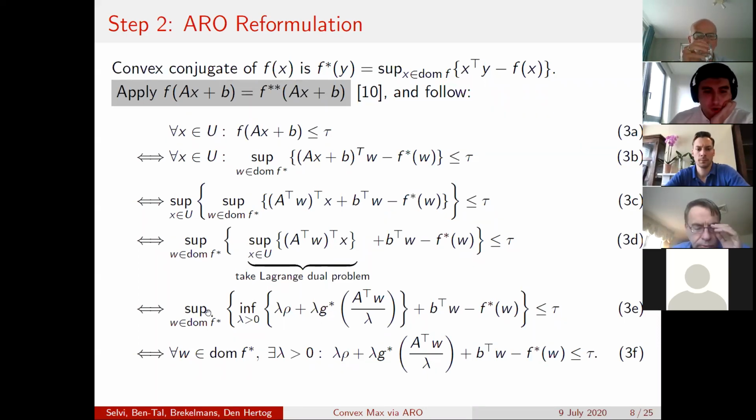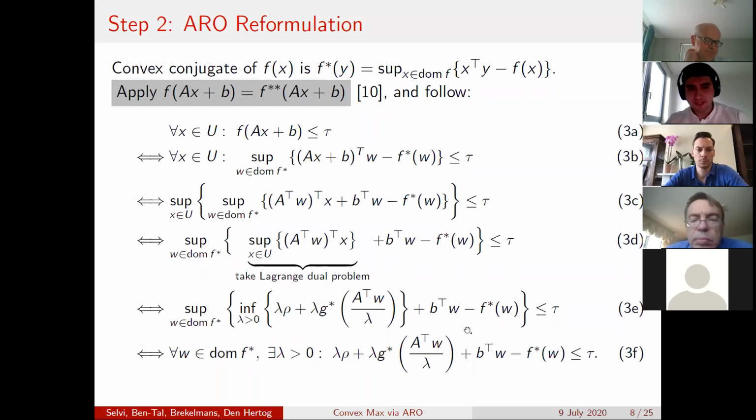Okay, now we have for the worst case W, so we can write for all W in the domain of F conjugate. And instead of the minimum lambda, we can say there exists a lambda such that this constraint is feasible. And in this formulation, for all W can be interpreted as an uncertain parameter, and the lambda is an adjustable variable in this formulation.